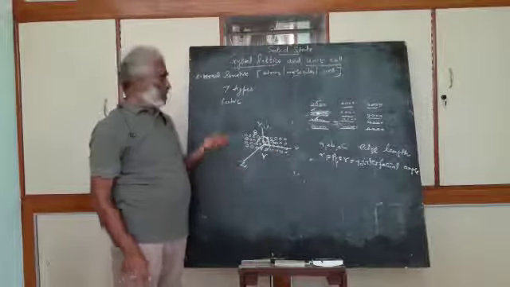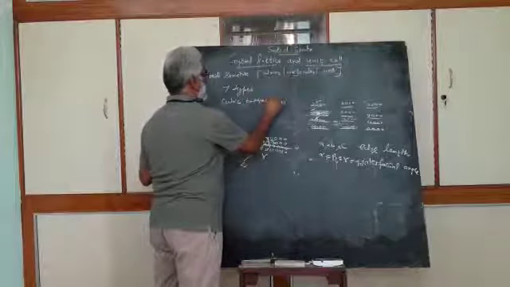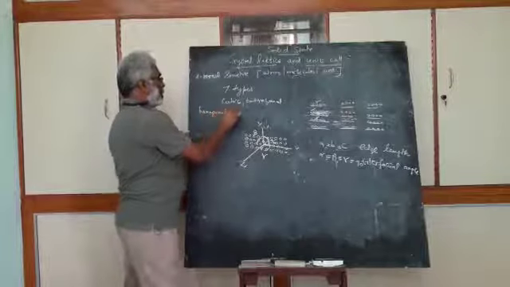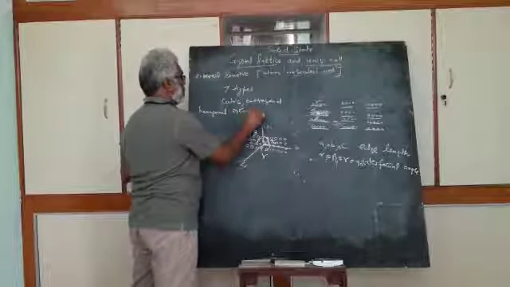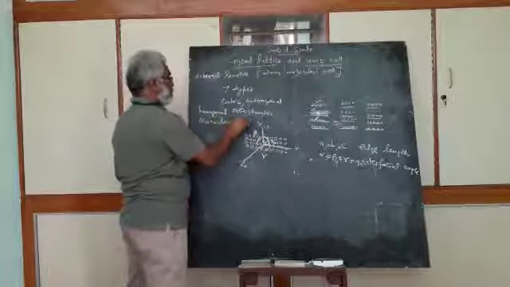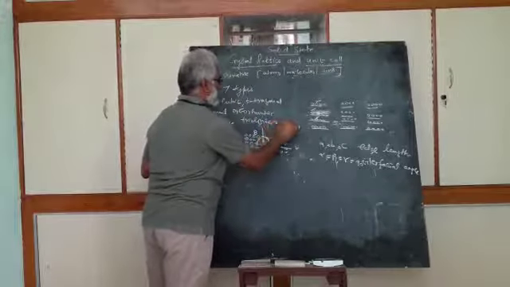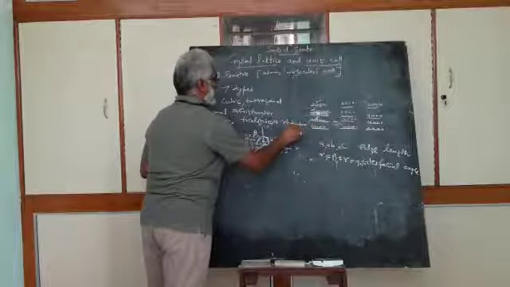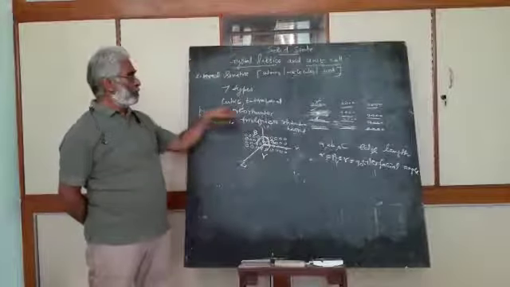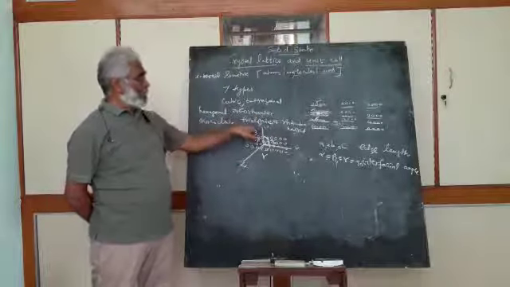The others are namely cubic, tetragonal, hexagonal, orthorhombic, monoclinic, triclinic, and rhombohedral. So these are the 7 types of unit cells found in different crystals. Let me repeat the names: cubic, tetragonal, hexagonal, orthorhombic, monoclinic, triclinic, rhombohedral.